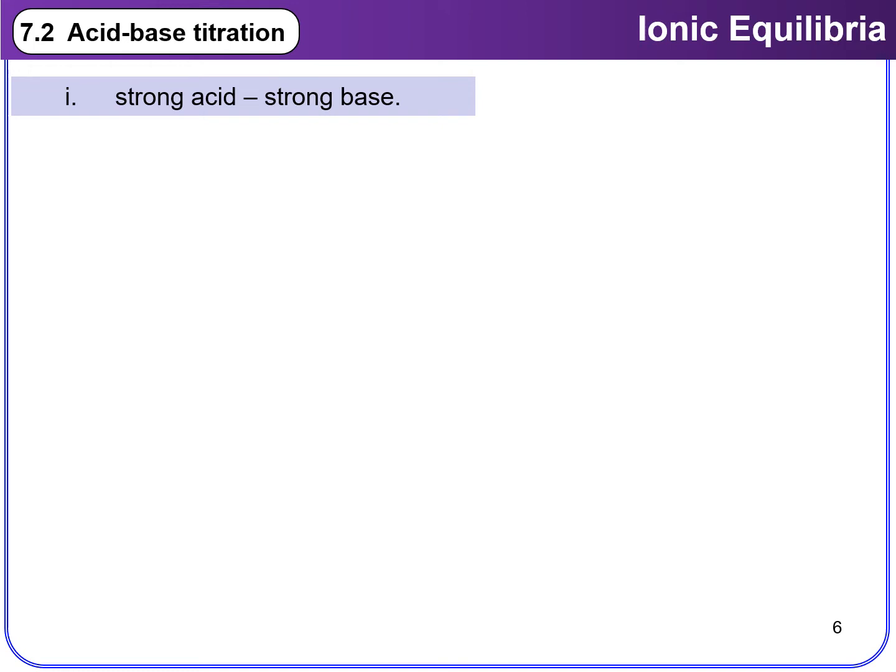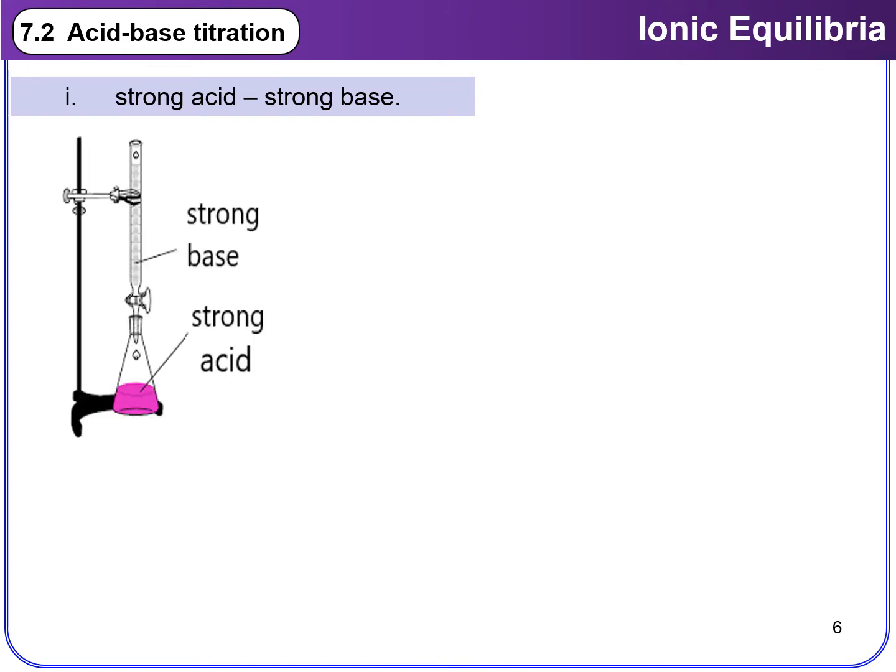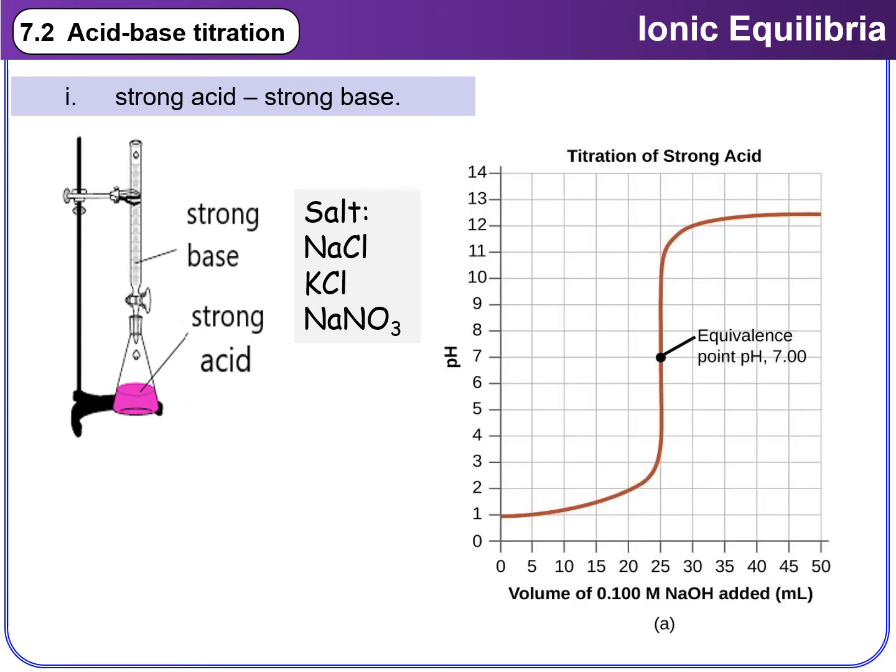For strong acid and strong base titration, for example, we have strong acid as an analyte and strong base as a titrant. So the salt produced is a neutral salt such as sodium chloride, potassium chloride or sodium nitrate. This is the titration curve. The pH measured is the pH in the conical flask, or the pH of the analyte.